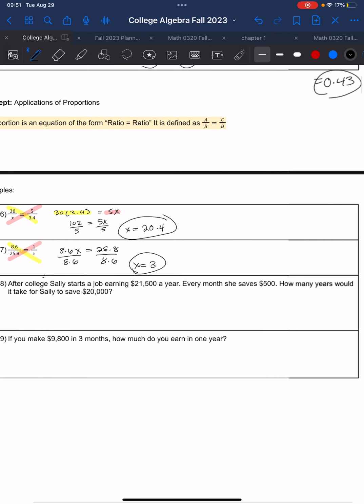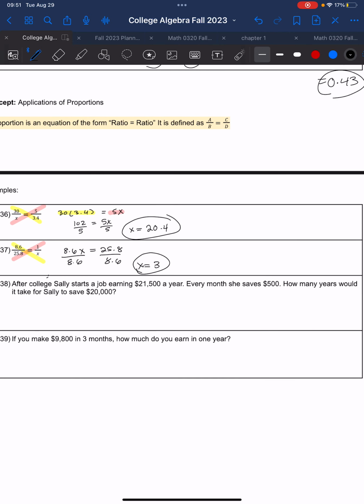Now looking at some actual word problems on number 38, it says after college, Sally starts a job earning $21,500 a year. Every month she saves $500. How many years would it take for Sally to save $20,000? So again, we need to set up a ratio equal to a ratio, okay? Our missing information here is how many years. So that is going to be our variable. So I'm going to go ahead and label years as Y.